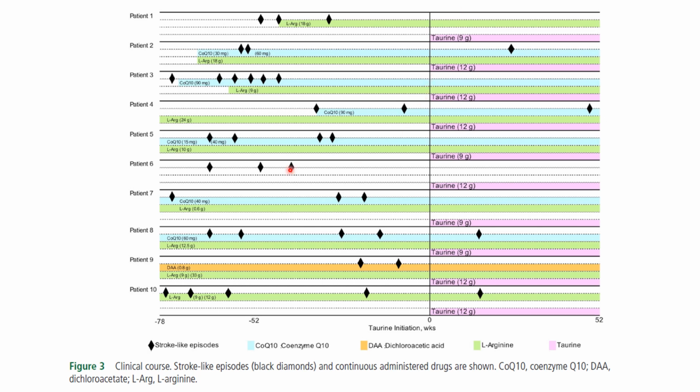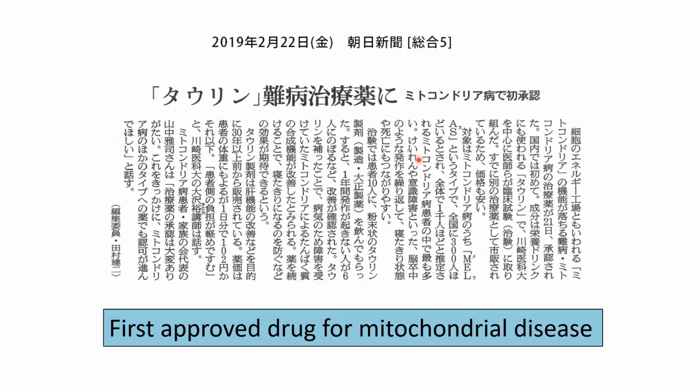So this is a chart of the clinical course, and stroke-like episodes are apparently decreasing in each patient. Therefore, taurine therapy was approved in Japan. And this is a Japanese newspaper, 22 February 2019. This taurine therapy is the first approved drug for mitochondrial disease.